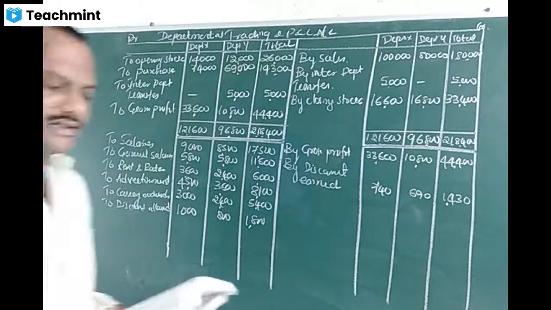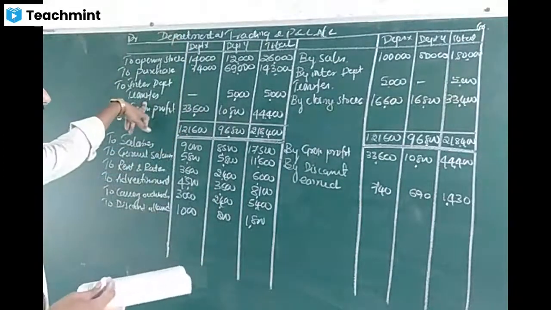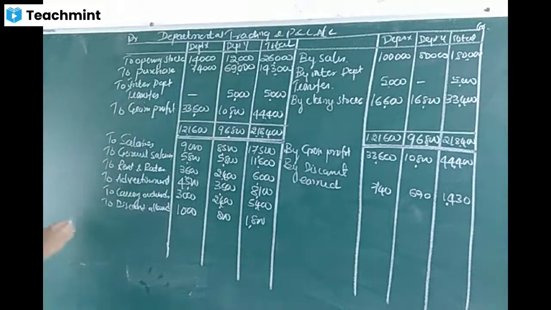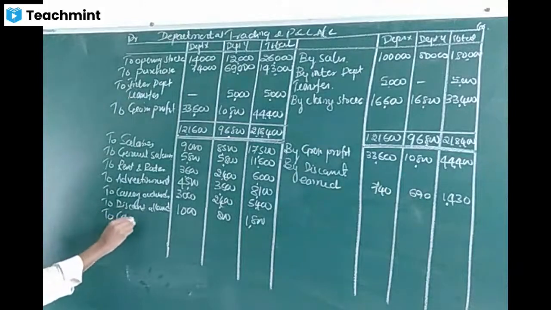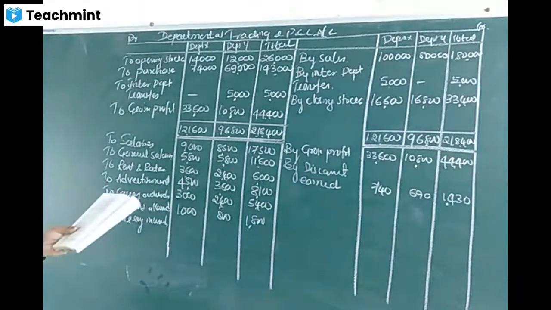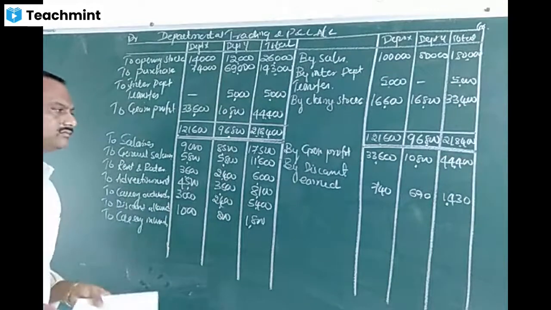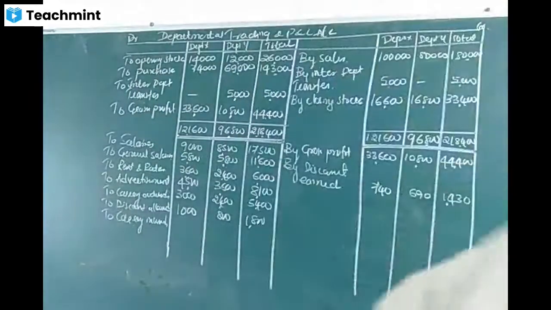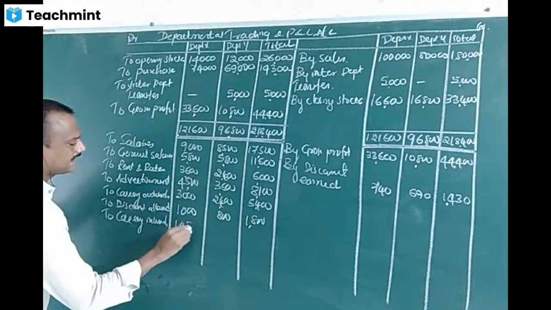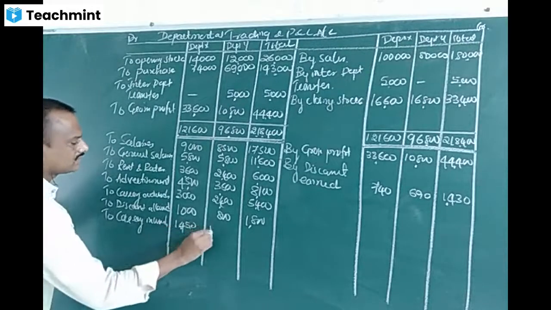So here there is one problem. We have ignored the carriage inwards in the trading account. It should have come here but was not taken. You may debit here also. Carriage inwards. Yesterday we have allocated 1,480.